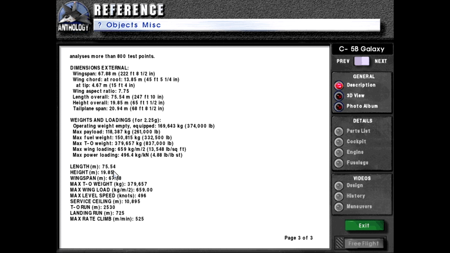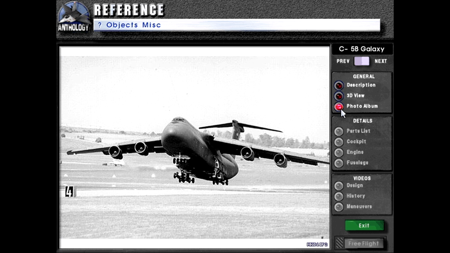Length 75.54 meters, height 19.85 meters, wingspan 67.88 meters. Max takeoff weight 379,657 kilograms. Max wing load 659 kilograms per meter squared. Max level speed 496 knots, service ceiling 10,895 meters, takeoff run of 2,530 meters, a landing run of 725 meters, and a max climb rate of 525 meters per minute.